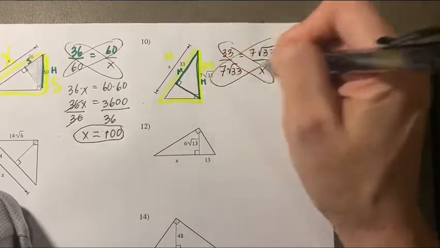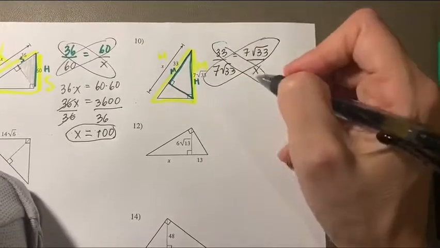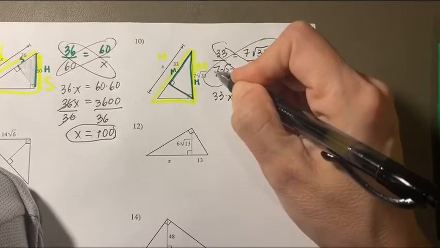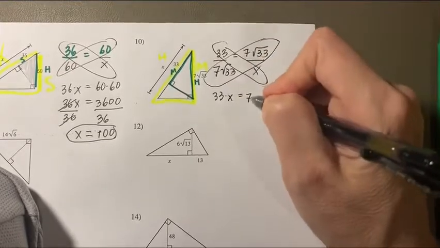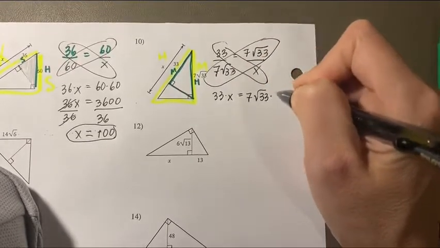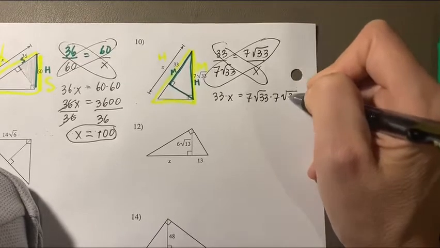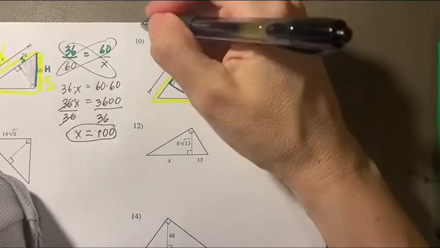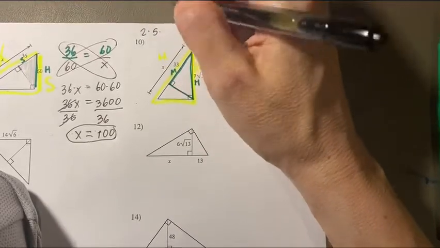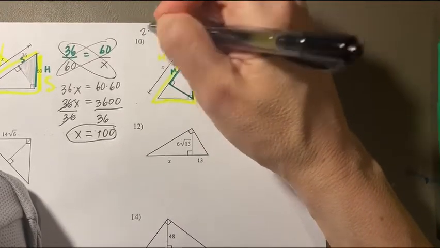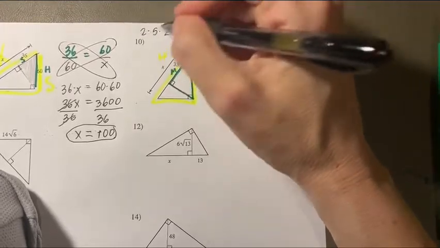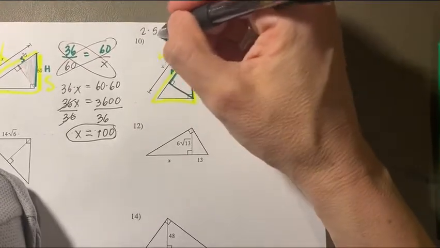So let's multiply these things and pay special attention to how we would do this. So 33 times x, and this is 7 times the square root of 33 times another 7 times another square root of 33. Now we learned back in, I think even elementary school, the order of multiplying doesn't matter. So I could take 2 times 5 times 2 times 7 in any order, and I'm still going to get the same result. It doesn't matter if you move around.